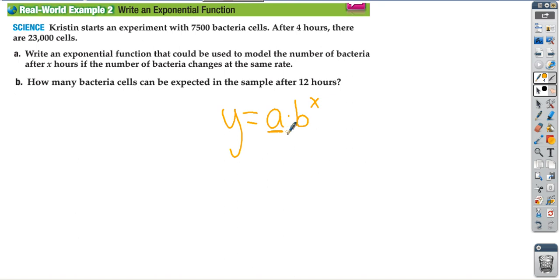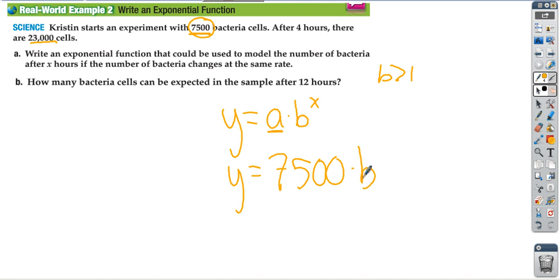This number is the initial amount. So A stands for the initial amount, that's 7,500. B is the growth factor. Obviously we're growing here because we're going from 7,500 to 23,000, so B must be greater than 1. We don't know what it is yet, so we'll have to leave it. We do know that X stands for time, and time is 4 hours.